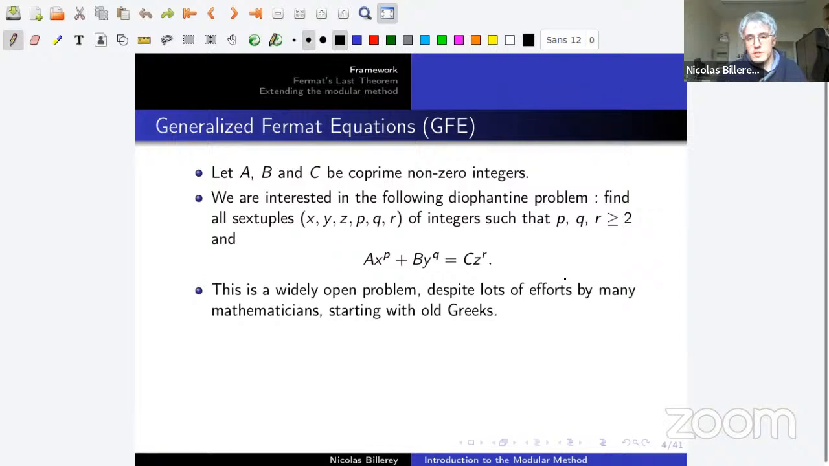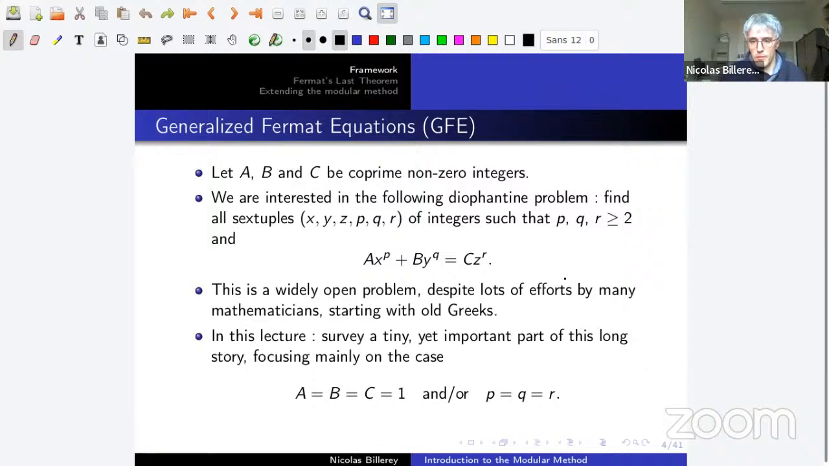So, of course, this problem in its full generality is a widely open problem, but there have been many efforts by many mathematicians trying to solve part of this problem. And this has a very long history, starting with the old Greeks. So there is no way I can summarize all the history on these types of equations today. And I will only focus on a very specific part. Basically, I will focus on the end of the story. For my talk, I will be focusing mostly on the case where the coefficients A, B, and C are all one, or all the exponents P, Q, and R are equal, and maybe both. I will maybe make both assumptions when I will be talking about Fermat's last theorem.